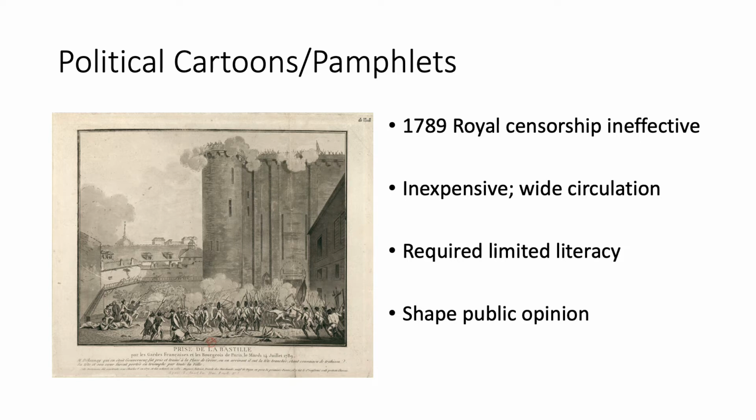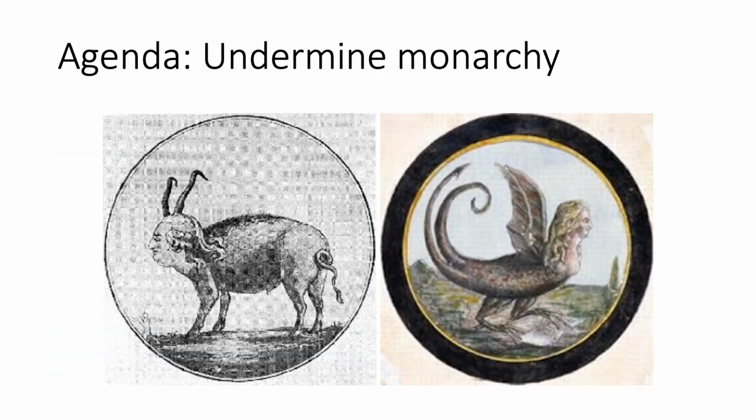And then moving forward, as the revolution progresses, they're producing more and more of these images, intending to shape public opinion. So the first theme I'm going to show you some examples of are deliberate attempts to undermine the monarchy.